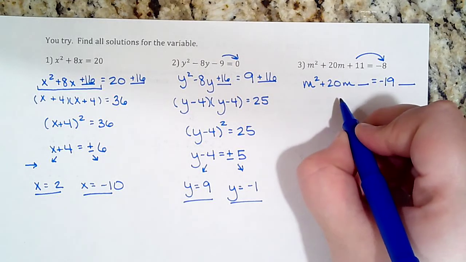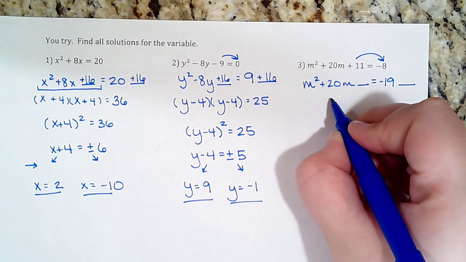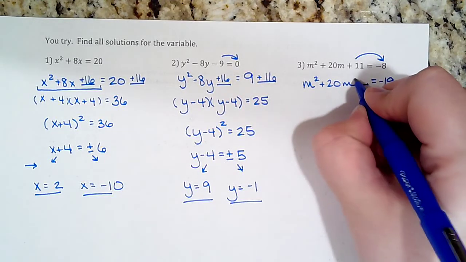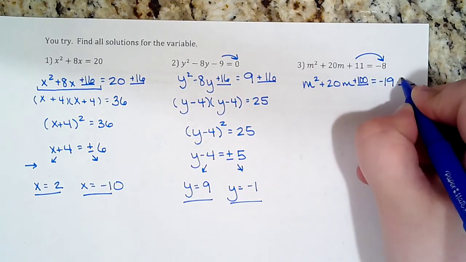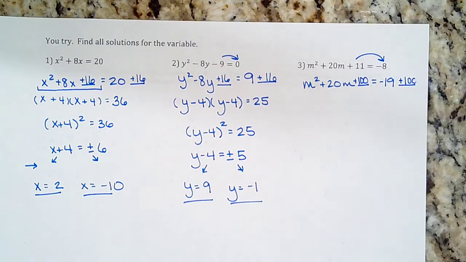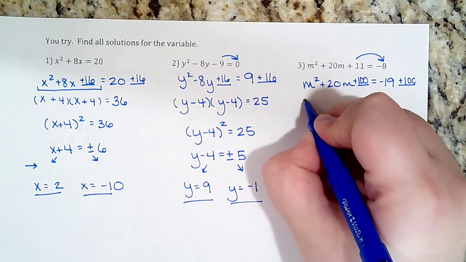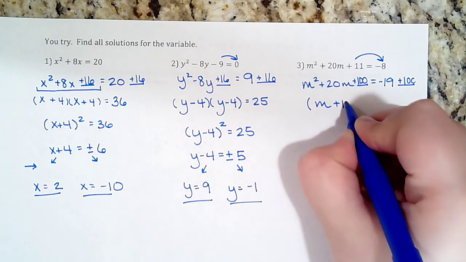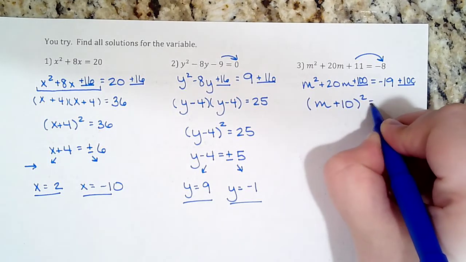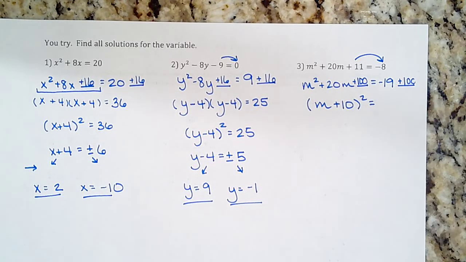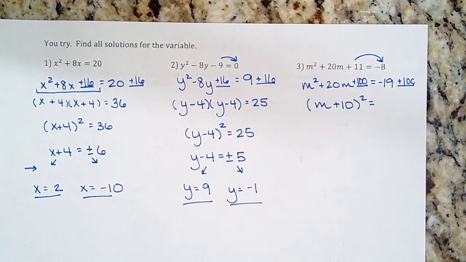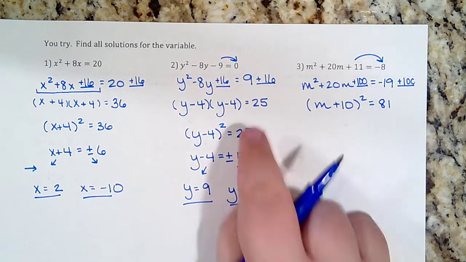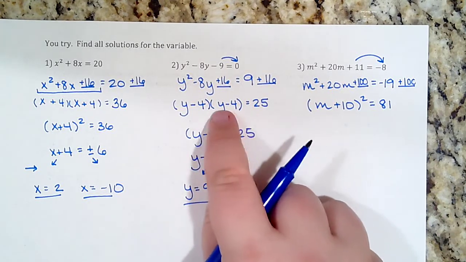All right, 20 divided by 2 is 10. 10 times 10 is positive 100. That's a really big number in a really small space. There we go. All right, I'm going to skip a step, see if you can follow me. M plus 10 squared equals, now I'm going to have to think, 81? Yeah, positive 81.